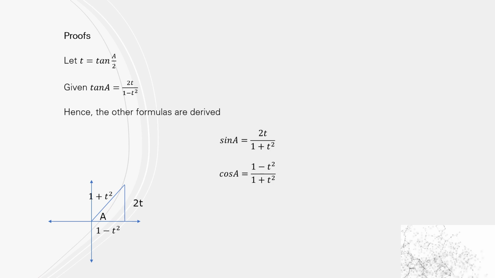Which means that we can come up with our other formulas. So sine A is obviously opposite over hypotenuse, so 2T over 1 plus T squared. And cos A is 1 minus T squared over 1 plus T squared. These are on your formula sheet, so you don't need to remember, but you may be asked to prove.